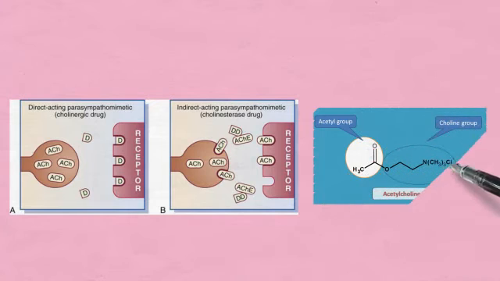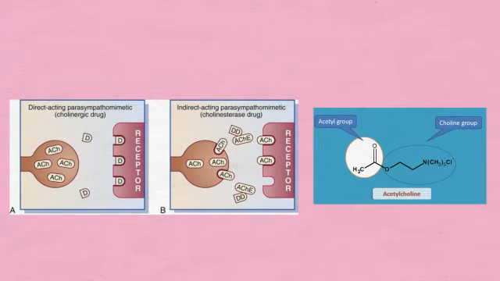Starting with acetylcholine, this is the structure of acetylcholine. It has an acetyl group and a choline group. Acetylcholine is not lipid soluble in nature and hence it cannot cross the blood-brain barrier. Acetylcholine is the physiological neurotransmitter at the autonomic nervous system ganglia, and it is the neurotransmitter of both the parasympathetic and somatic nerves as well.